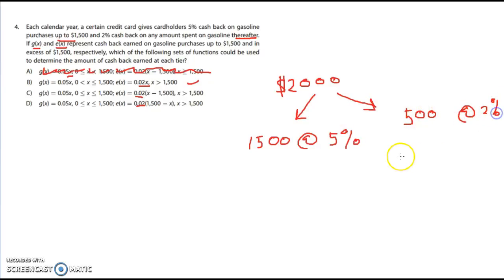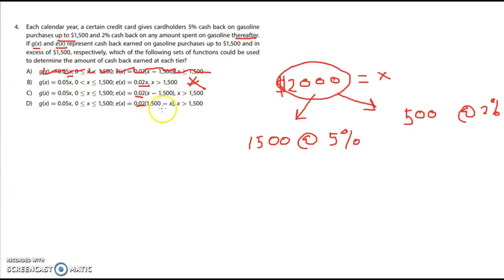Hopefully this makes sense. Okay? So then let's think about this. If $2,000 is equal to x, which of these formulas is going to give me $500 at the 2% rate? Look at this one. This one says if x is greater than $1,500, just 2% of whatever x is. Well, that can't be right, because if we spent $2,000, that's greater than $1,500, but that would mean we would get 2% back on the entire amount, right? But that's not what we said. We only get 2% back on the $500. So this has to be out.